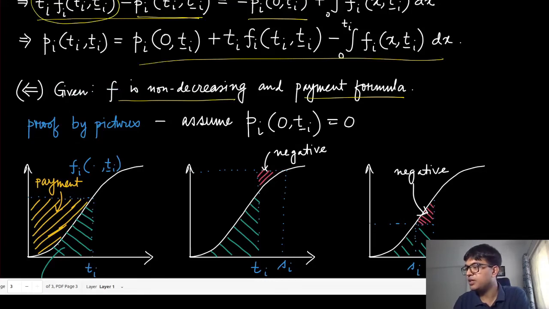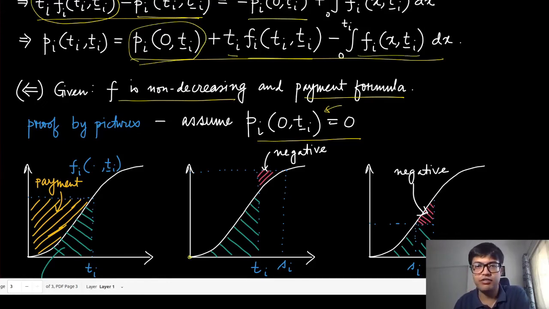For simplicity of exposition, let's assume that pi(0, t-i) is exactly equal to 0. All that will change is the origin point here if we use a non-zero constant value for pi(0, t-i), but that does not matter. So let us assume this, and this term becomes equal to 0. All that we have is ti multiplied by the probability of allocation for that agent and this integral formula.